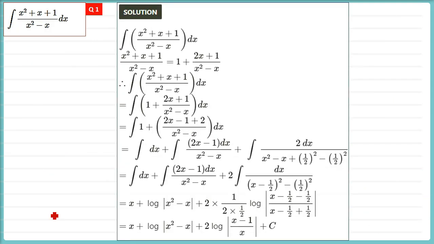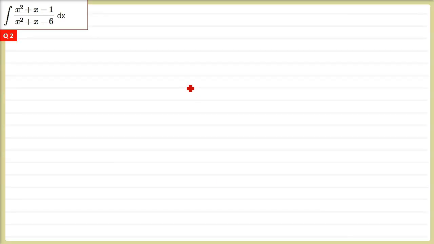So this is the way you are going to solve it. x square minus x can be written as x into x minus 1. So log of a into b, log of (x minus 1) by x, log a minus b, that also can be done.